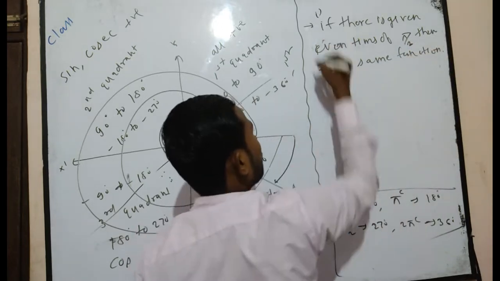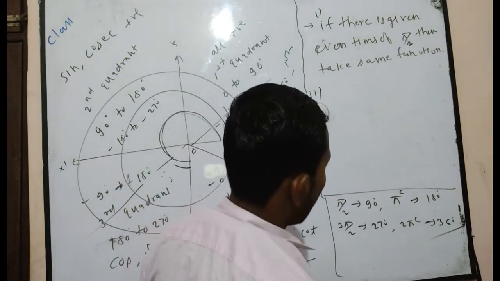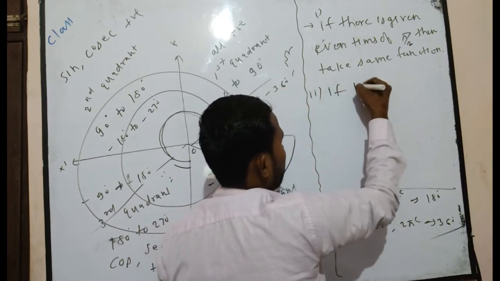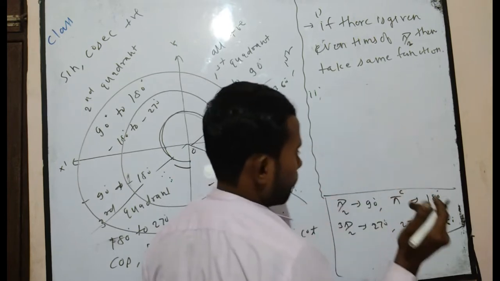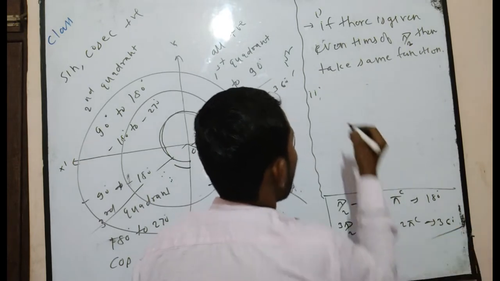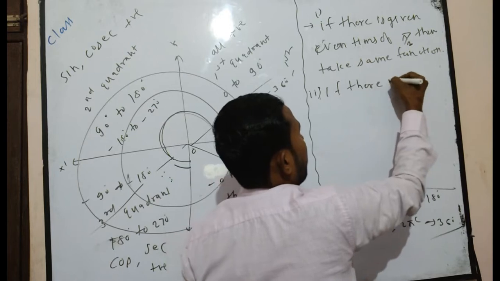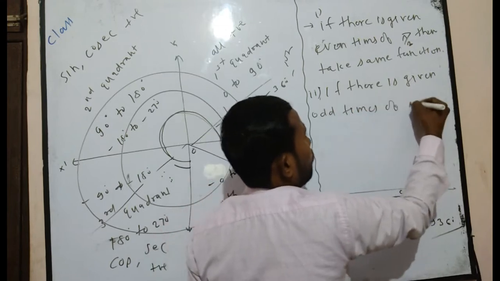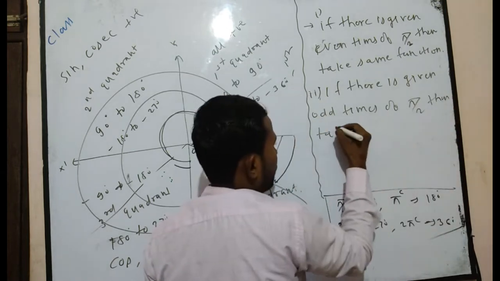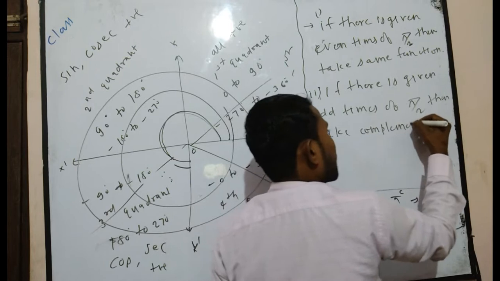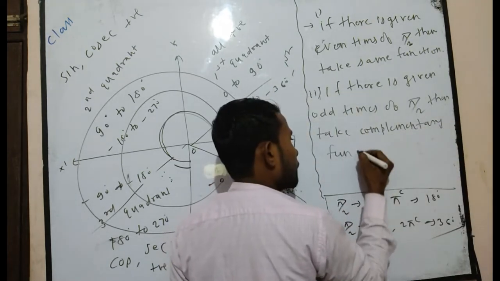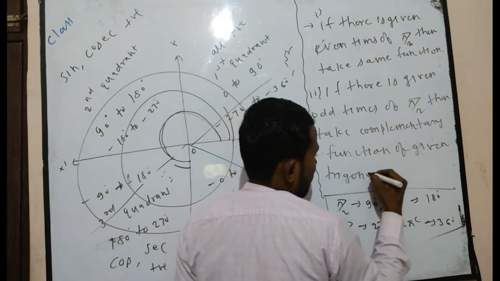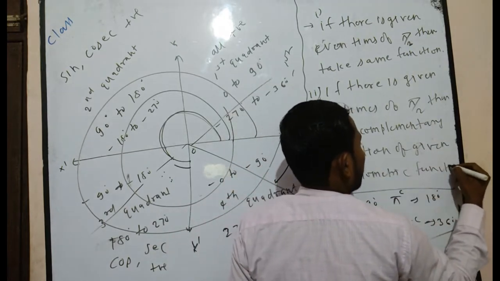And the second point: if there is given odd times of pi by 2, then take the complementary function of the given trigonometric function. You have to remember it.